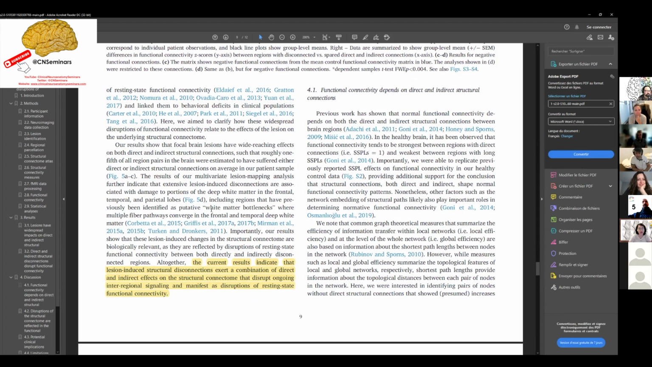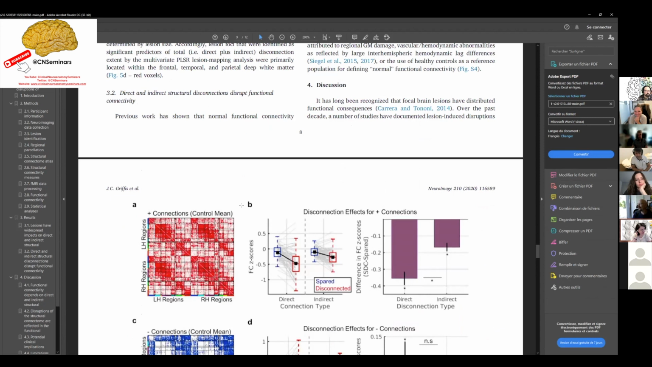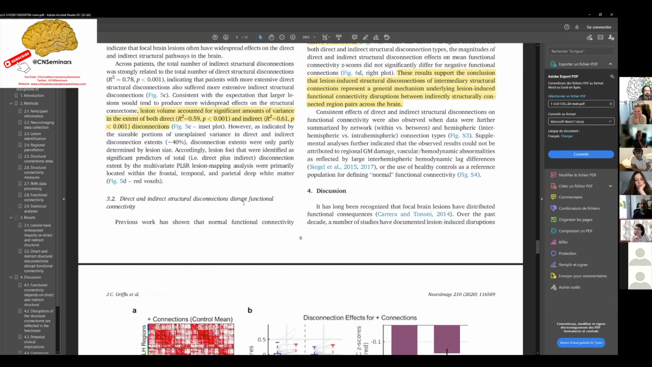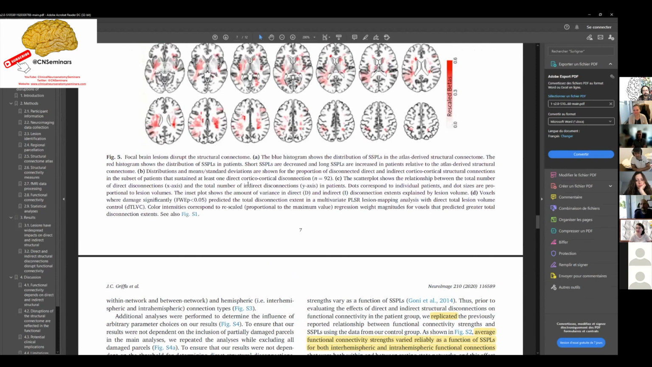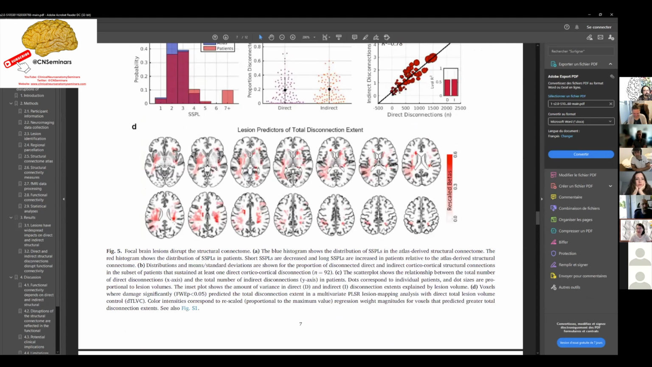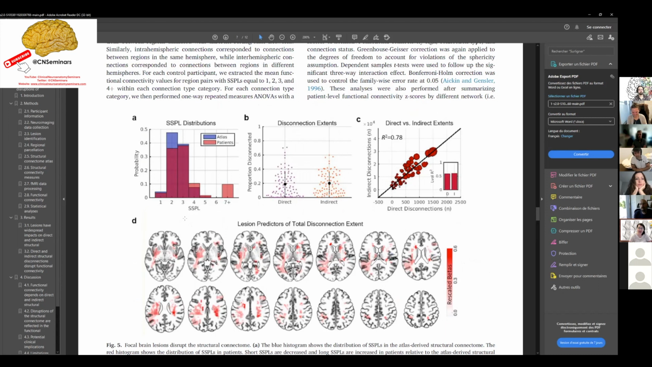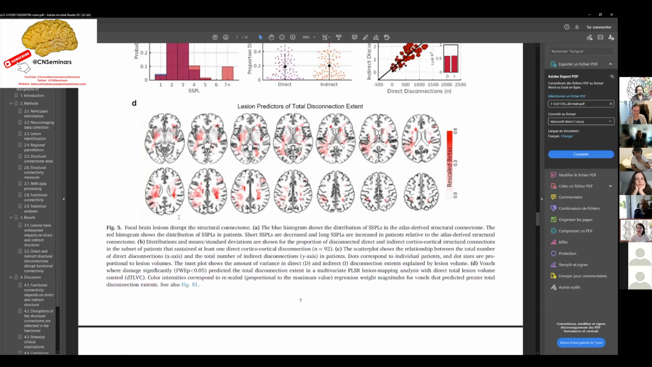They did try to look at an index, the index of total disconnection that I talked about, where they put all the disconnections together. It's the total number of disconnections. So yeah, they do have the index, but I think they just use it to regress where in the brain the effect was the strongest. No problem. I hope I'm not missing something.